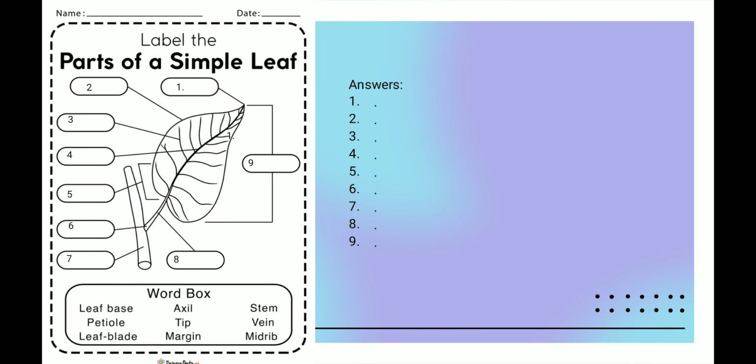So here I have a simple activity which is to label the parts of a simple leaf. So label the parts of a simple leaf and we write the answers here. So we can use our spare paper and ball pen to answer this one. So remember that the answers are here already in the word box. Okay, and then let's know the correct answers.